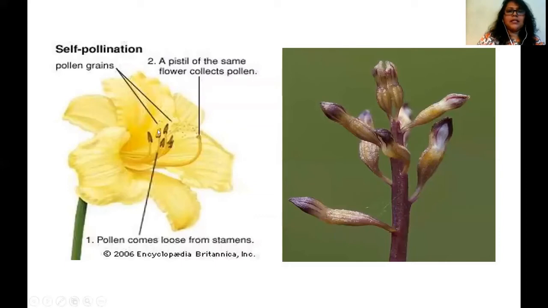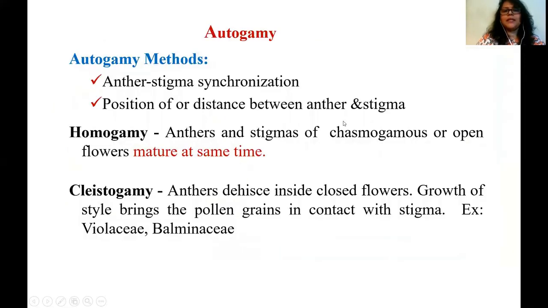Look at this picture. This is an open flower, a chasmogamous flower. Here, these are the stamens, and this is the stigma. They mature at the same time, so it facilitates self-pollination. Whereas here, if you look at these flowers, they're closed flowers. In such cases, what happens? The anther dehisces inside the closed flowers. Growth of the style brings the pollen grains in contact with the stigma.